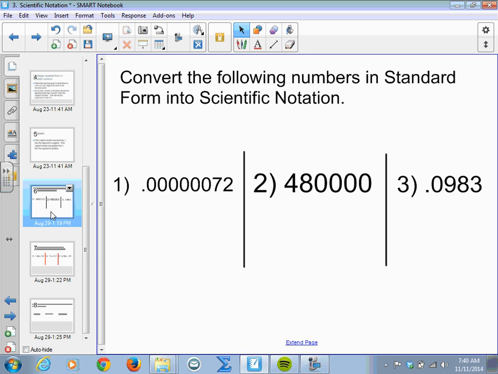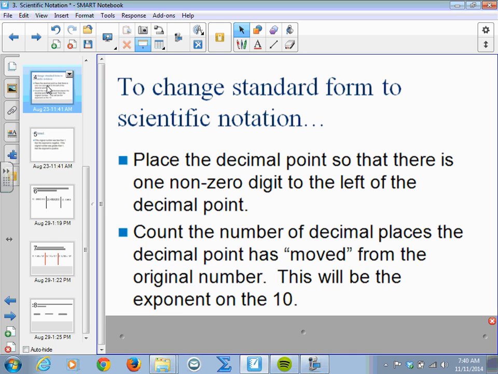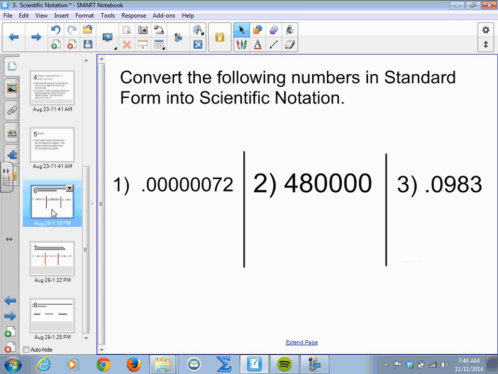So it might help to watch the first couple here, then maybe pause the video and try them on your own. So the first number, 0.0000072. Well, if we look back at what was said a few slides ago, the decimal point gets moved so there is only one non-zero digit to the left of that point. So I take this point, I'm just going to move it. 1, 2, 3, 4, 5, 6, 7. 7 places. So now we have 7.2.